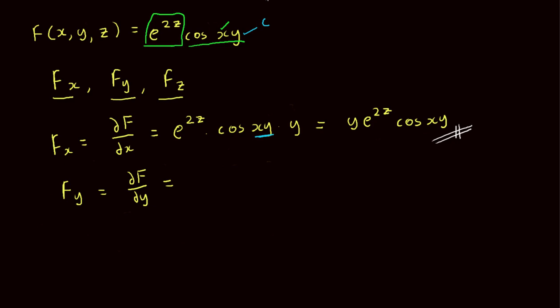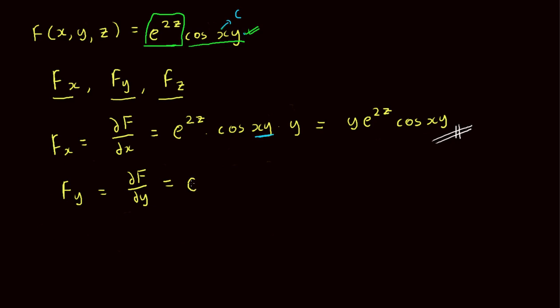Let me just erase this for a minute here. Okay, so we're only interested in the cosine part, right? So therefore, give me a minute. Okay. Therefore, this x is our constant, and our y is the focus, the one that we wanted to differentiate. And e to the power of 2z is also a constant. We can treat it like a constant, so there is nothing to worry about.